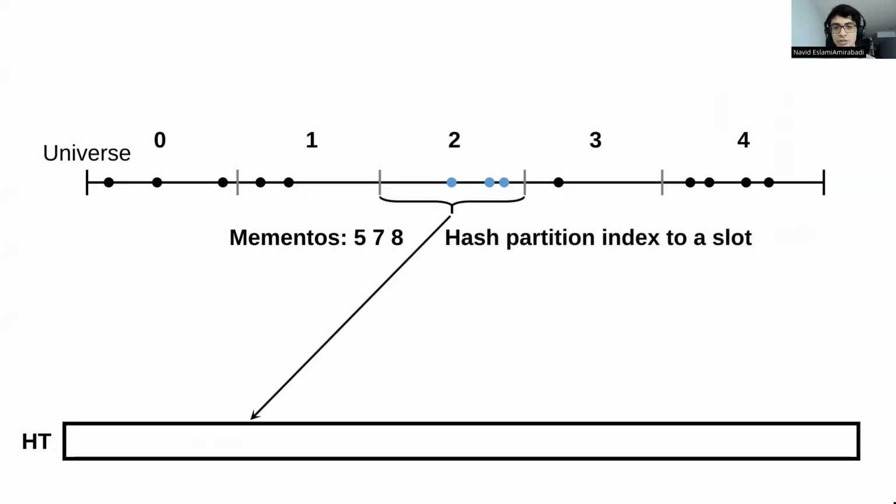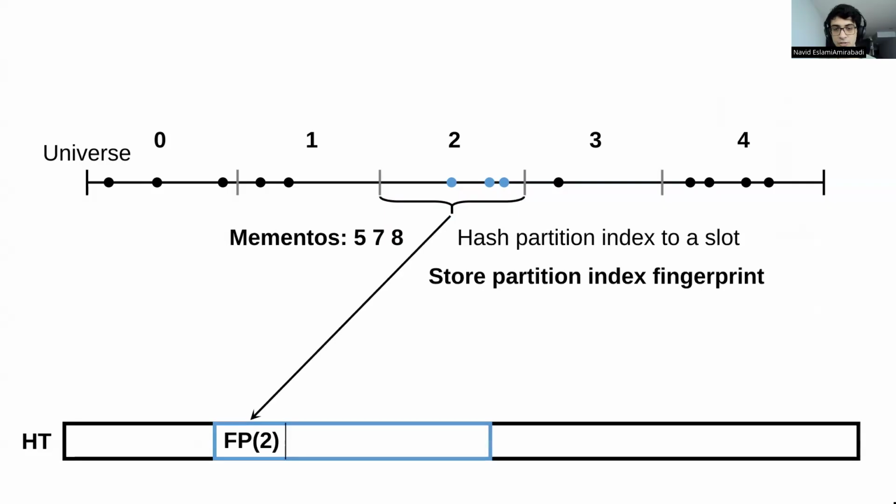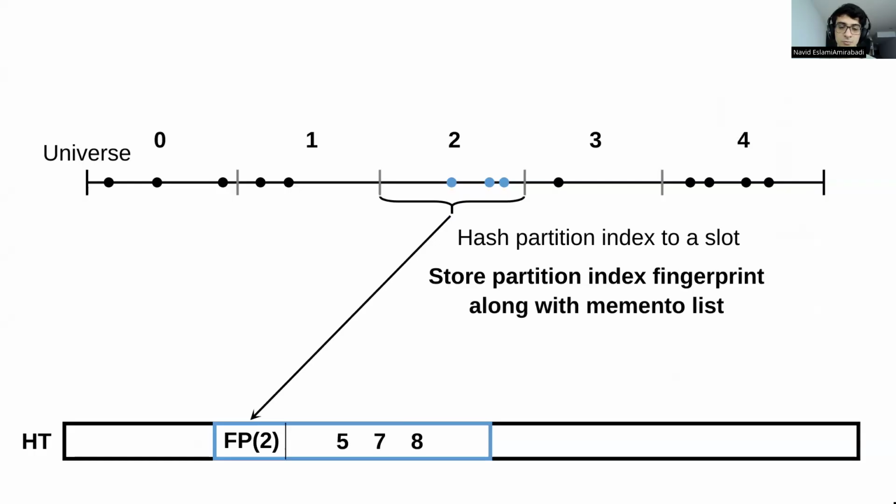Then it hashes the partition index, in this case the value 2, to map the entire partition to a slot in the hash table. And it stores a fingerprint of that partition index in that slot. Next to the fingerprint, it's going to store the list of mementos that it derived at the beginning. So we're going to have a structure like this. In a sense, this structure is storing a fingerprint that allows you to match the partition, along with a list of mementos that describes what the partition looks like inside. This is what is known as a keepsake box and is the building block that Memento filter uses to support all of its operations.